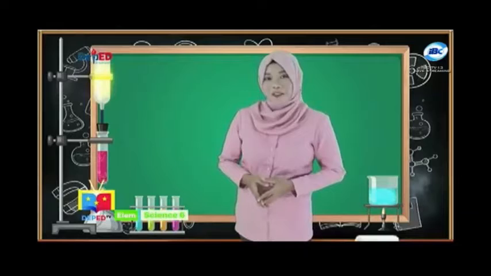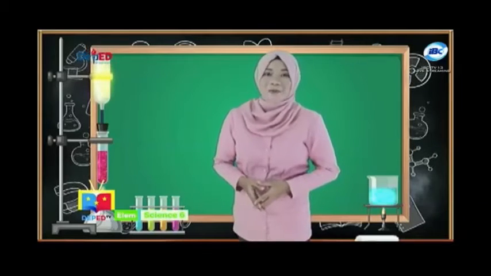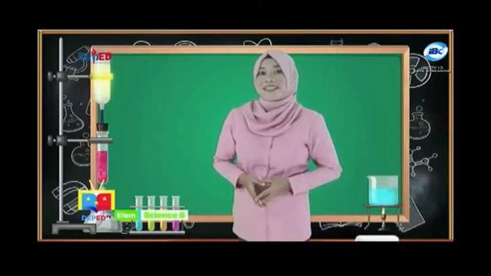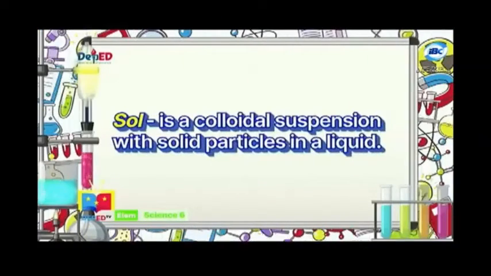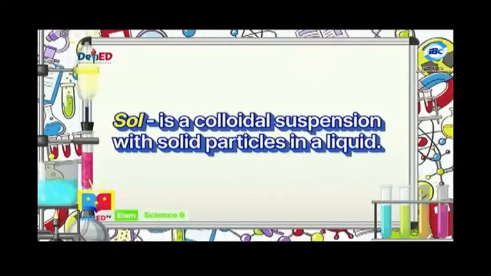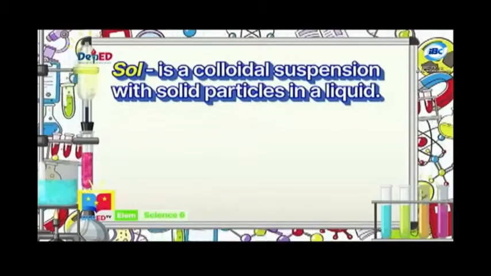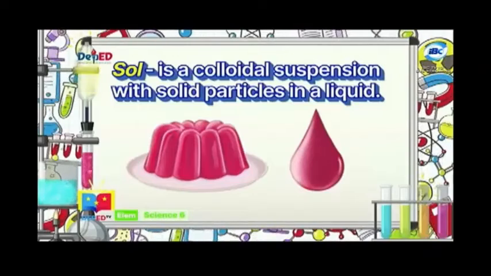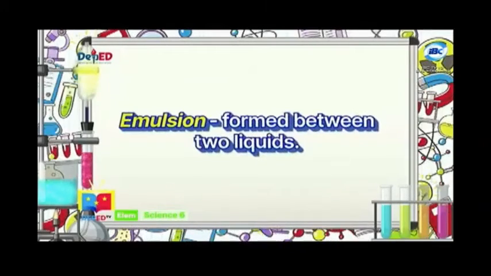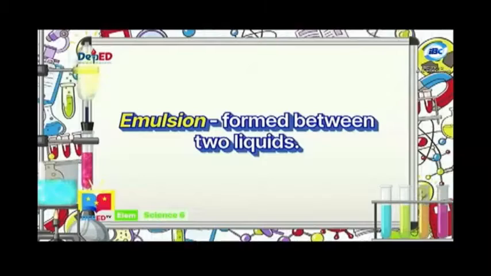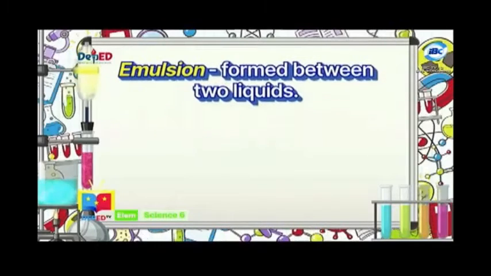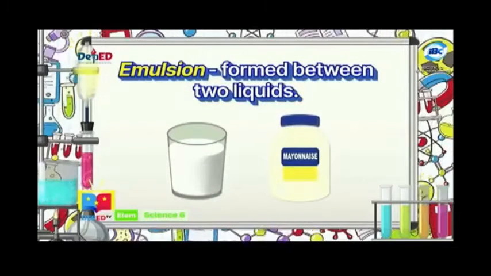A common method of classifying colloids is based on the phase of the dispersed substance and at what phase it is dispersed. The types of colloids are: Number 1. Sol is a colloidal suspension with solid particles in a liquid. Examples are gelatin and blood. Number 2. Emulsion, formed between two liquids. Examples are milk and mayonnaise.